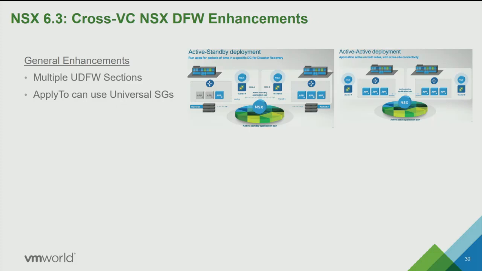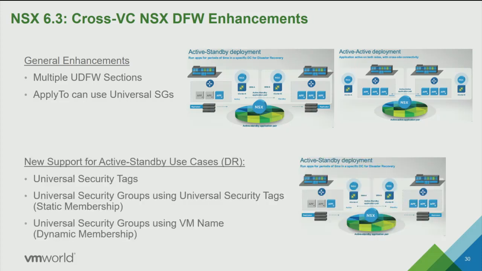So we have some general enhancements. Multiple universal distributed firewall sections. Apply To can now use universal security groups. I'll cover these in more detail in the next slides. And we also have some enhancements that are specific to active standby only. So the general enhancements you can apply to active standby or active-active. The standby use cases are obviously only for active standby scenarios, these specific enhancements here. Okay? So under the standby enhancements, we now have universal security tags. We have universal security groups you can create with the new matching criteria of universal security tags and VM name.